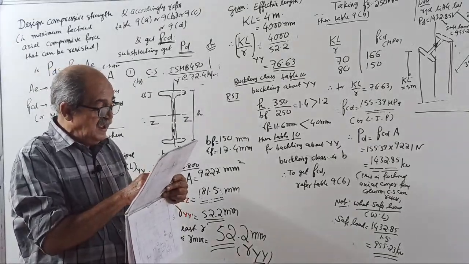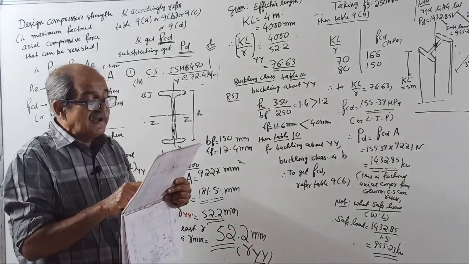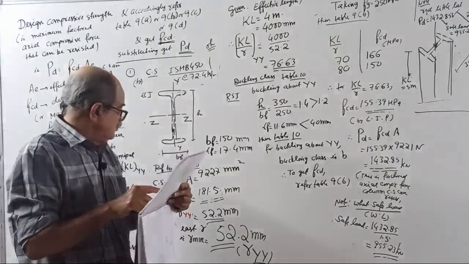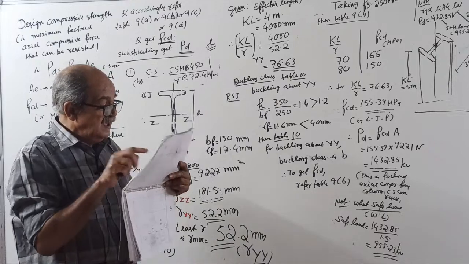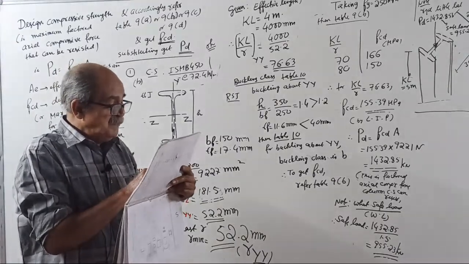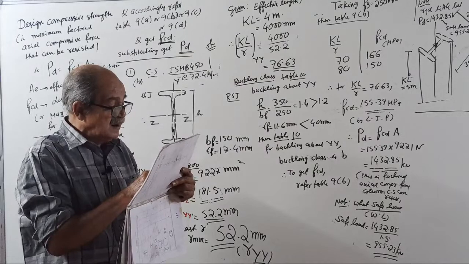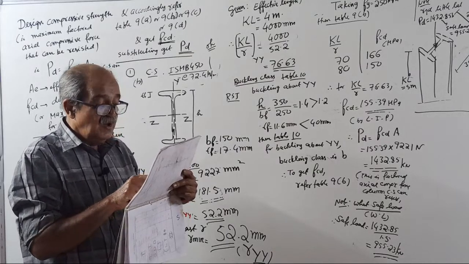ISMB 450. If you do it this way, it is difficult to take the class. Remember, it is difficult to take the class. 181.5. You are making me struggle. You are actually putting trouble on me by not giving answers.